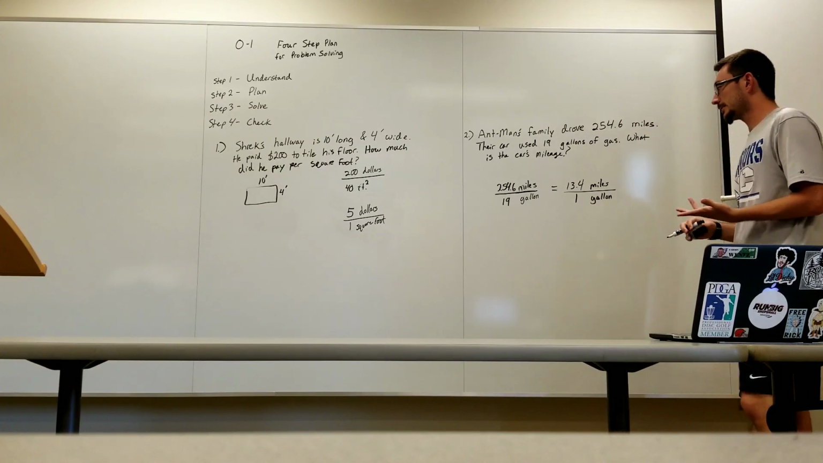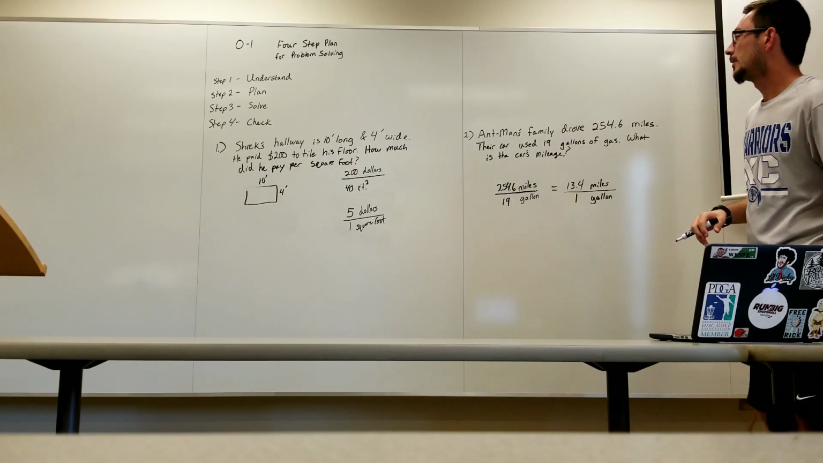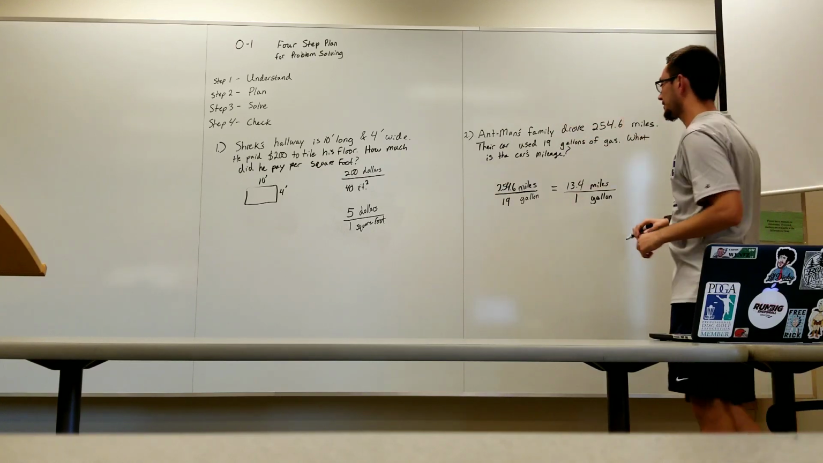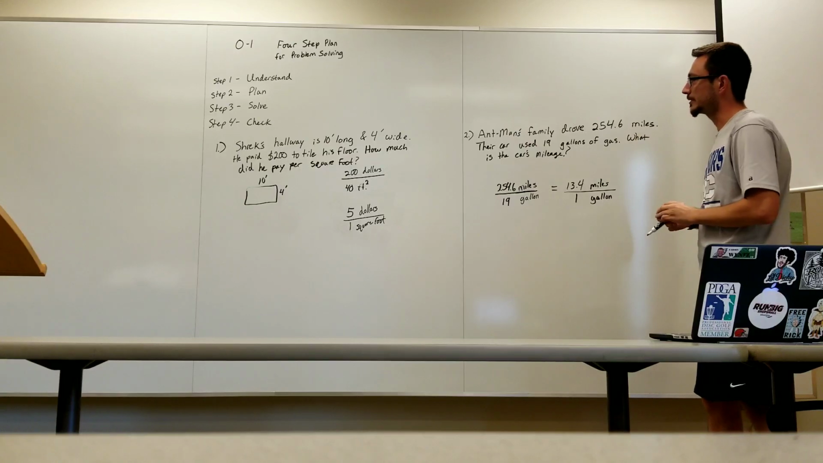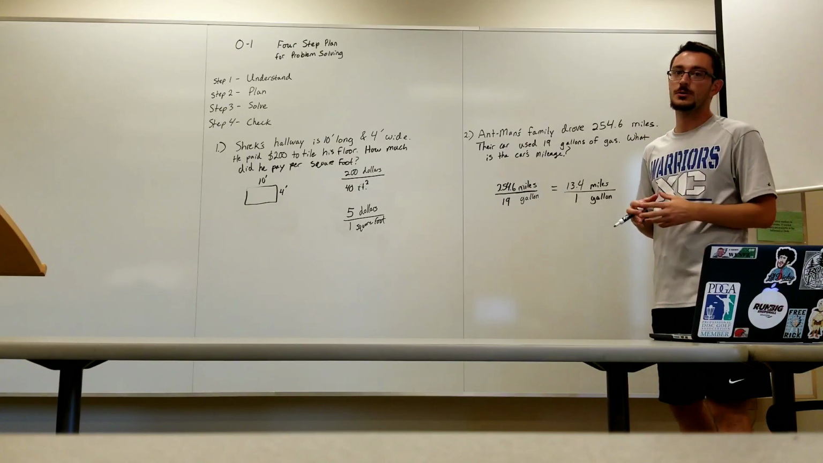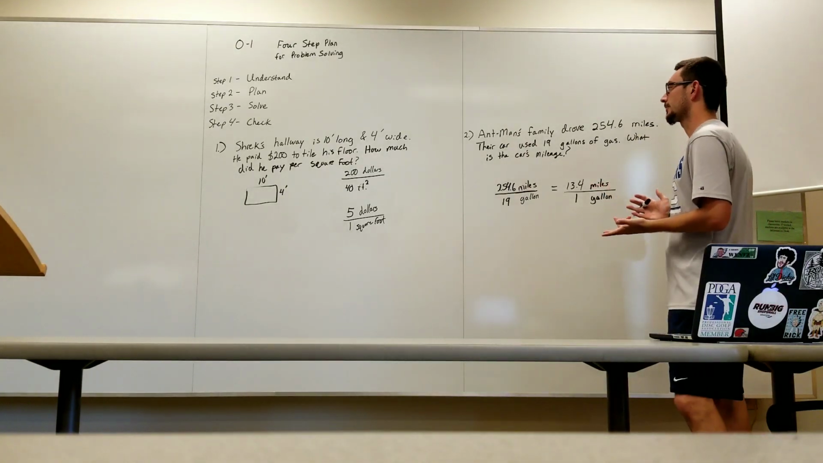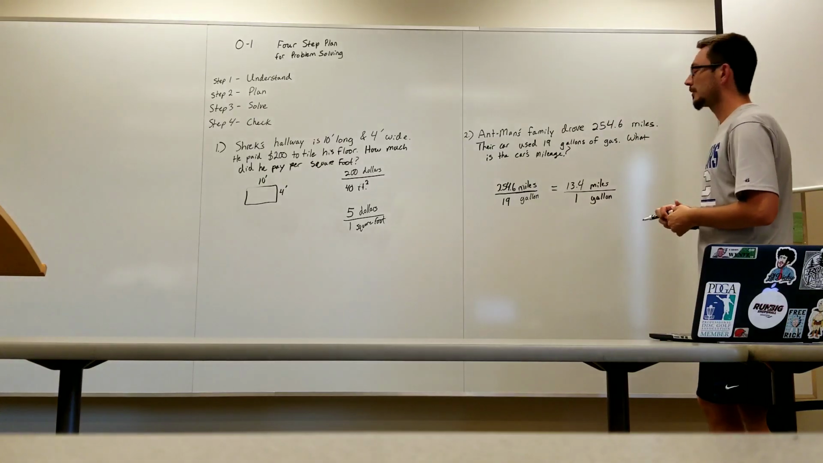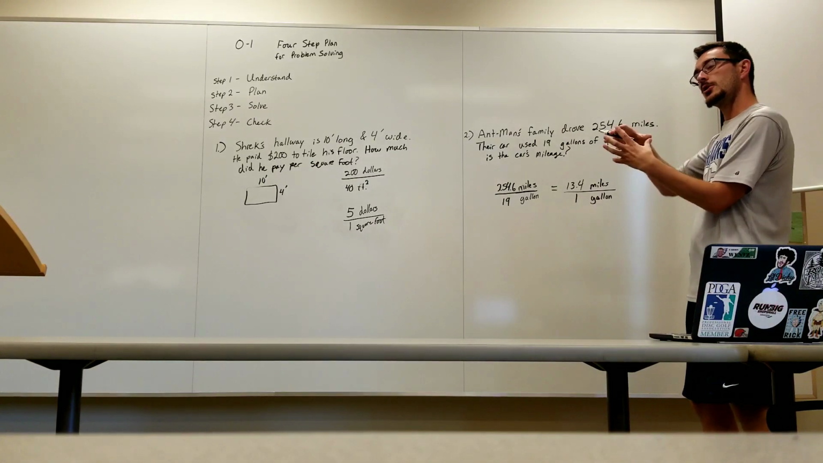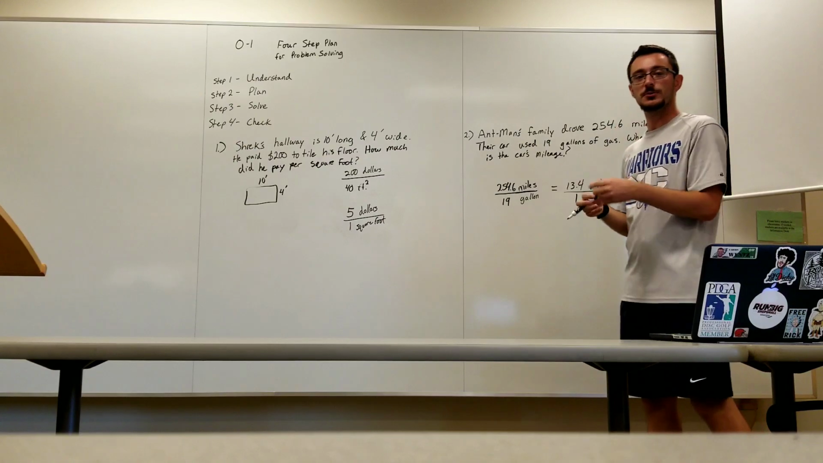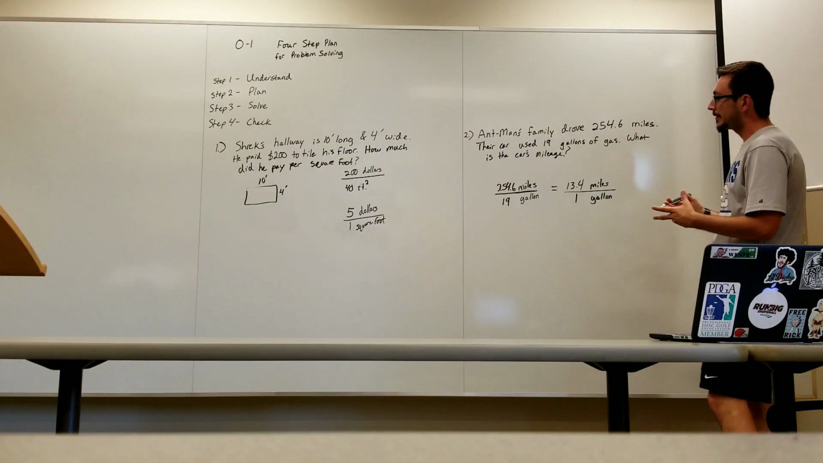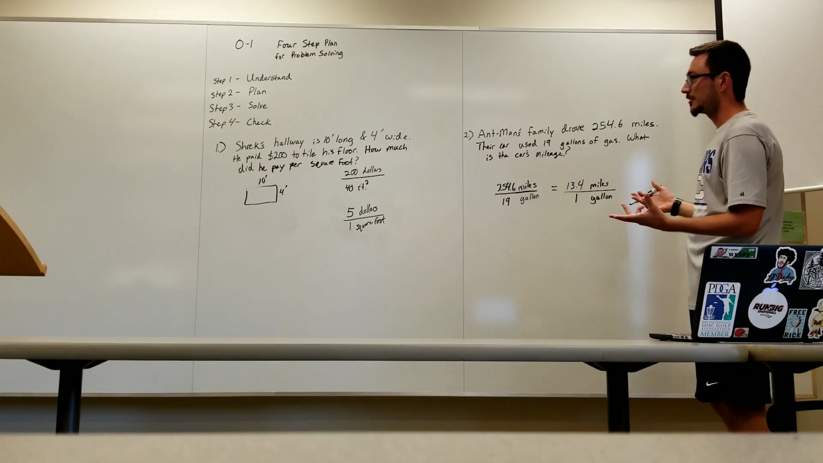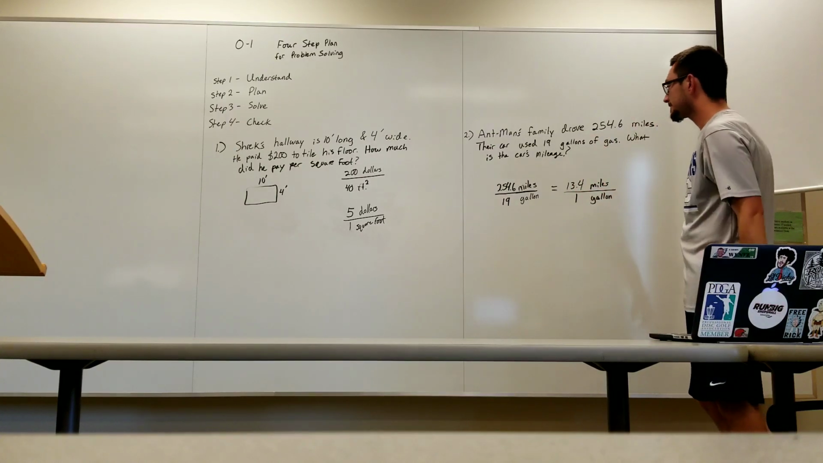And then finally, does this make sense? Well, that's our check step there. 13.4 miles per gallon seems reasonable. I don't know how Ant-Man's car functions, so that might be a little big or a little small for him. It makes me think, I wonder if the car can get bigger. I don't know. Maybe it's one of those from the movie where it's like a little Hot Wheel car. But the number makes sense, so it passes the eyeball check.